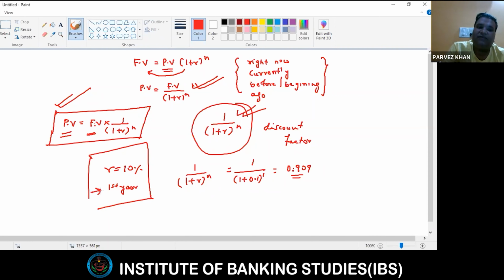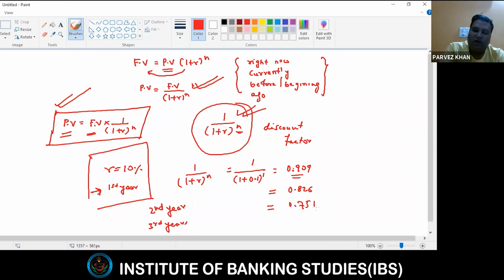As you are having a normal calculator, it's difficult, right? So no need to worry, just press the equal to button one more time. If you want for the second year, press the equal to button a second time. You get 0.826. If you want for the third year, press equal to a third time. You will get 0.751. If you want for the fourth year, press equal to again.